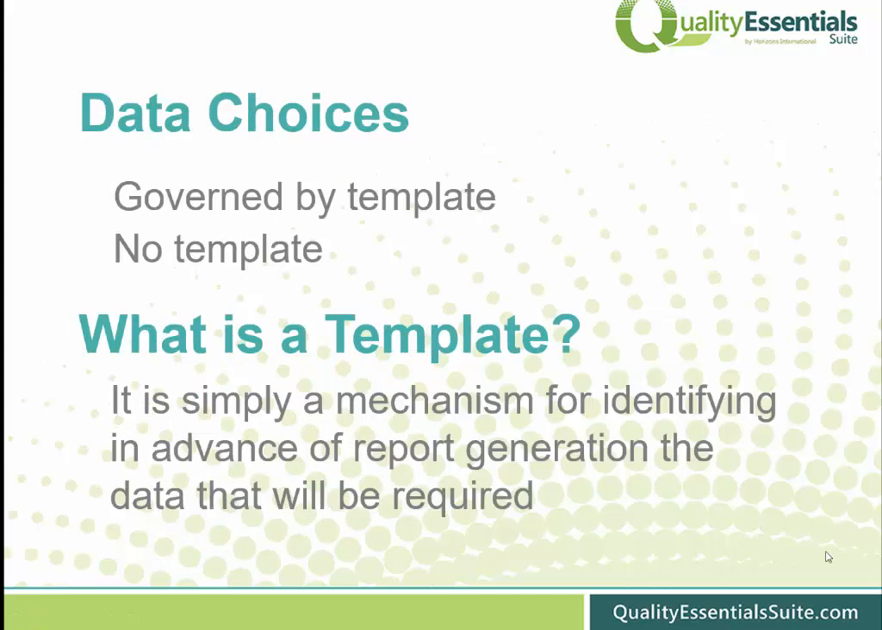The second element of a certificate of analysis is the data that will be incorporated on the report. The data requirements may vary by customer, item, or other factor. To support this need for variation, we use a template. You may ask, what is a template? It is simply a mechanism for identifying in advance of the report being generated the data that will be required.